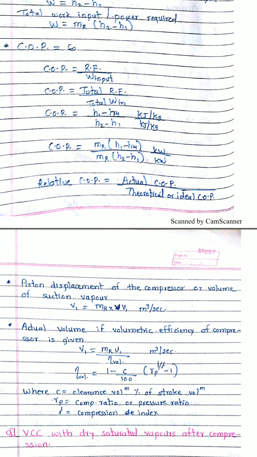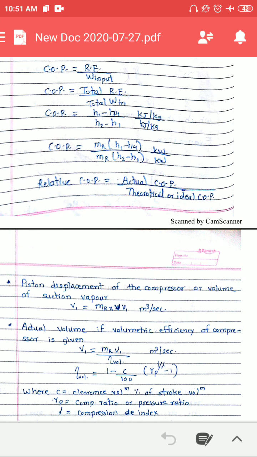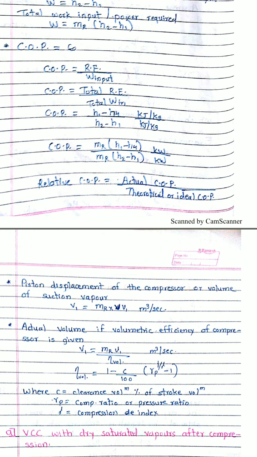The volumetric efficiency of the compressor can also be calculated as 1 minus C upon 100 into Rp raised to 1 upon gamma, minus 1. Here C is the clearance volume, Rp is the compression ratio or pressure ratio, and gamma is the compression index. If the process is adiabatic, it is 1.4. If the process is polytropic, it may be different. So these are the points which we have discussed. In the next lecture we will discuss the different cases of the vapor compression refrigeration cycle.